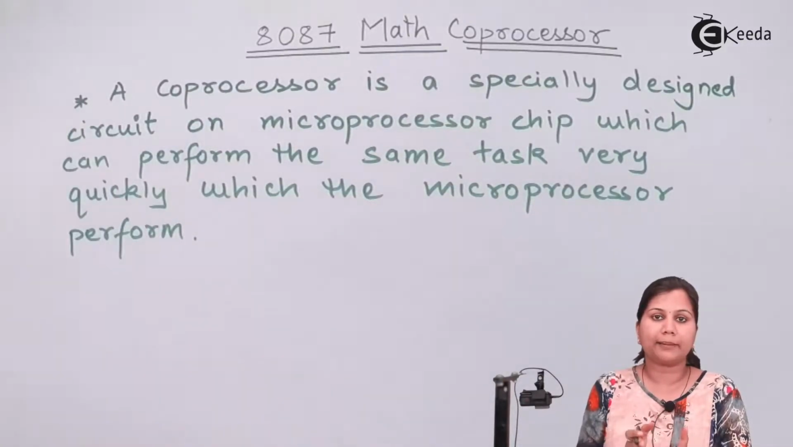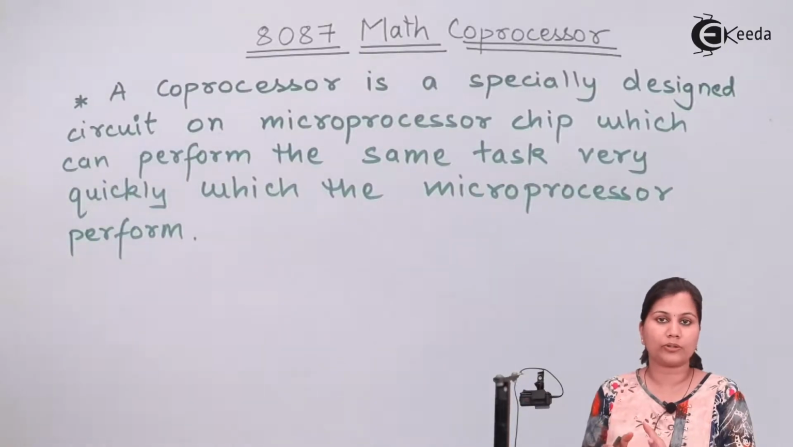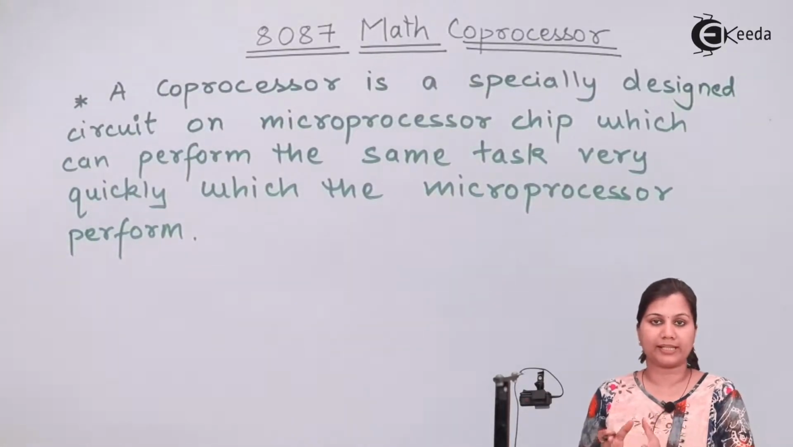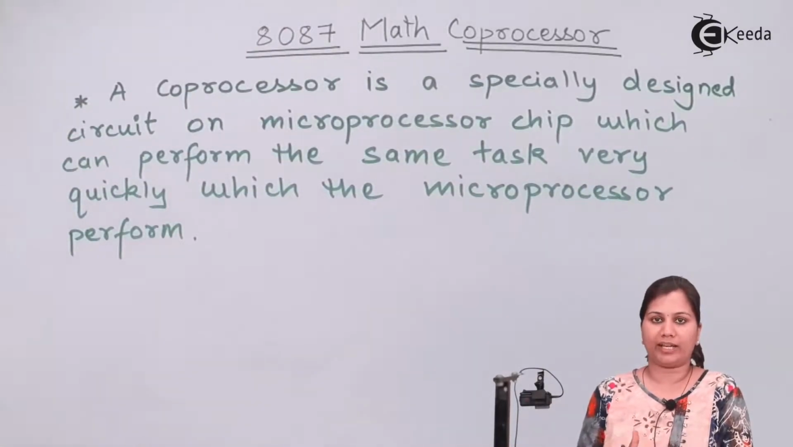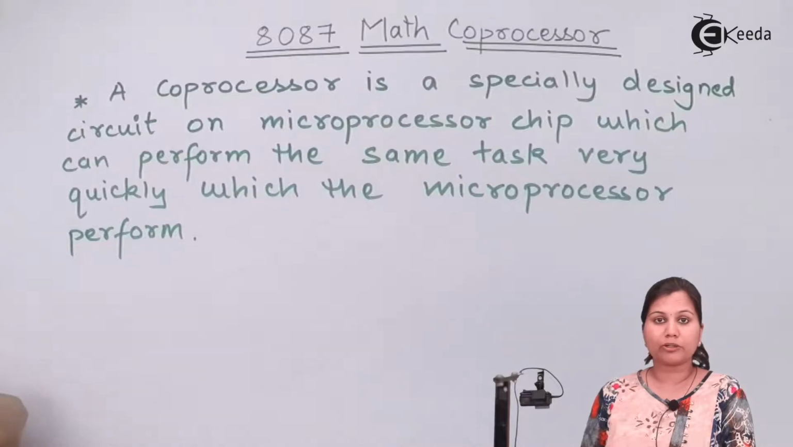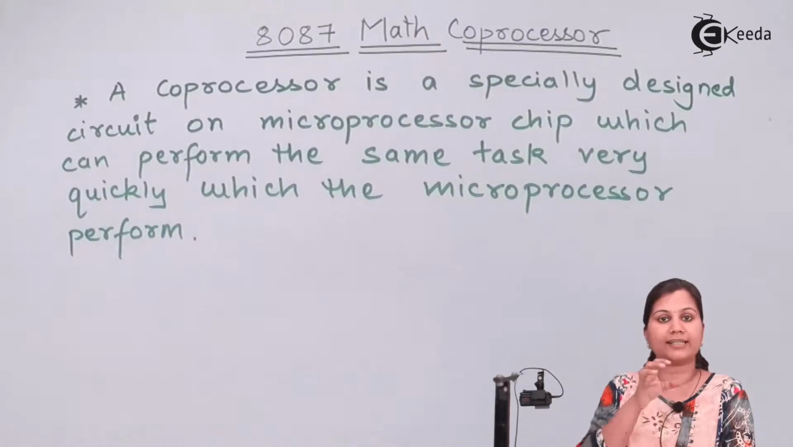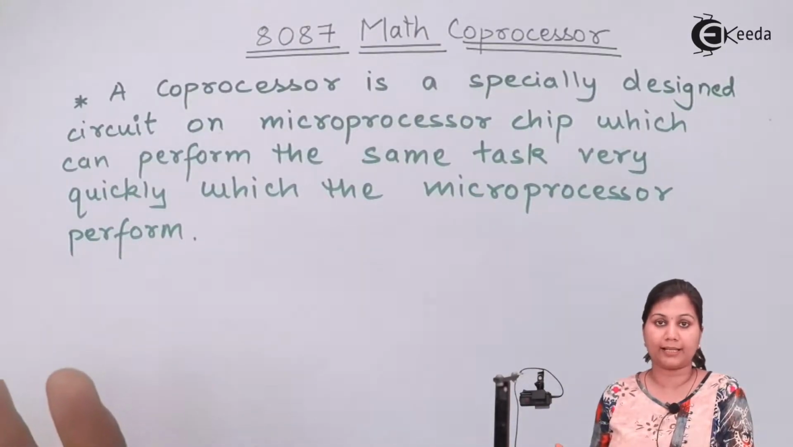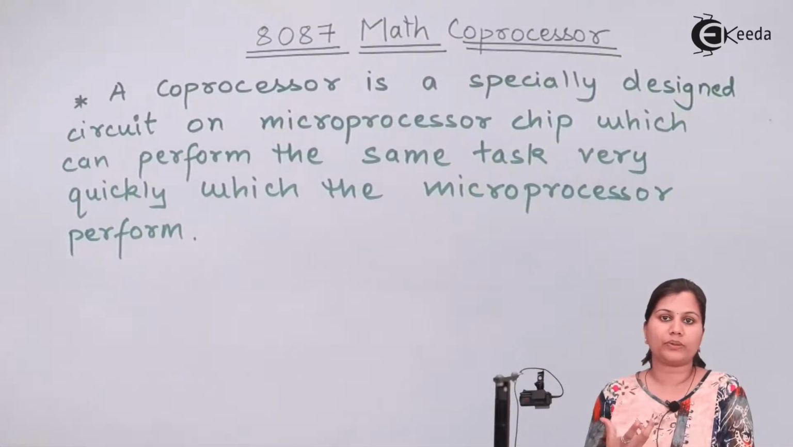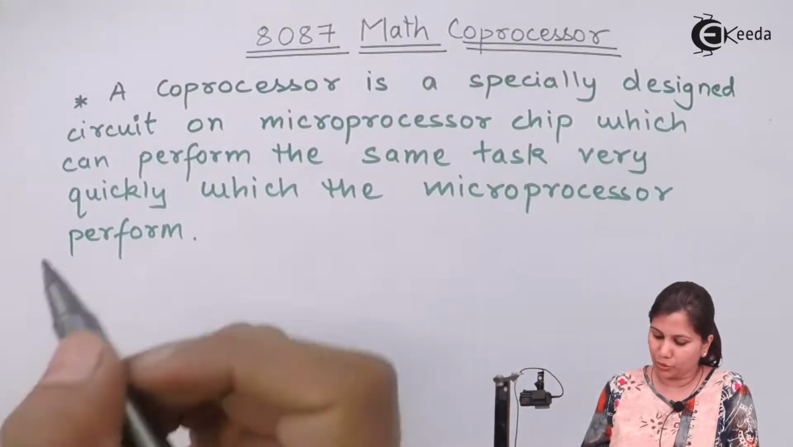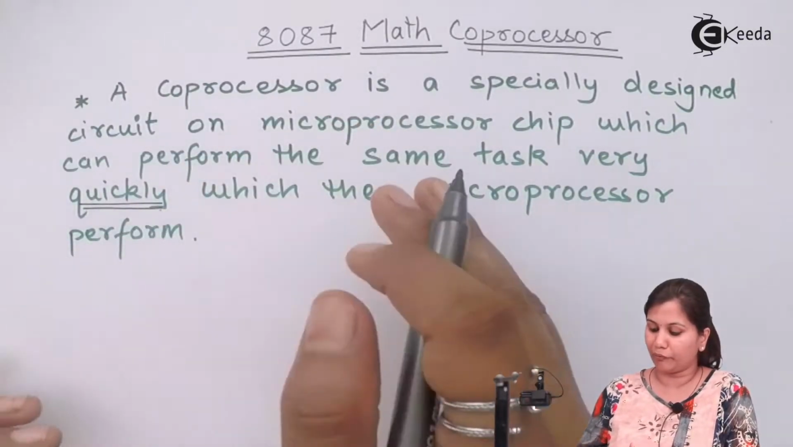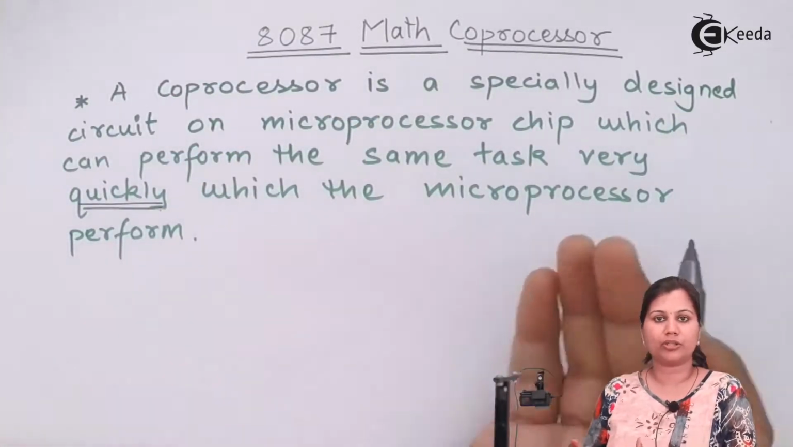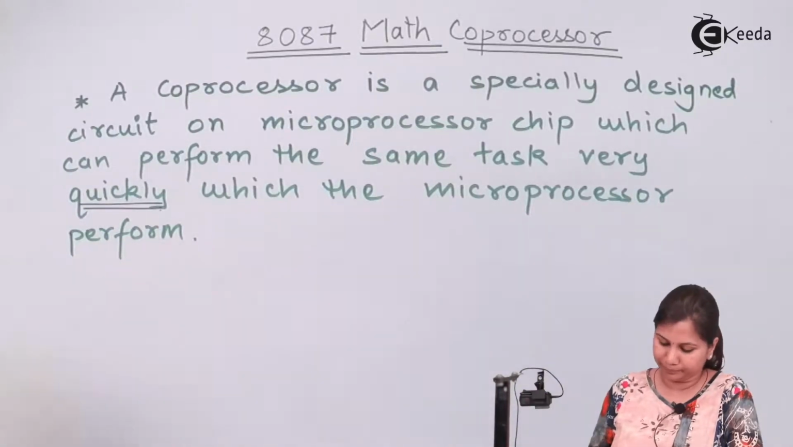Just like the microprocessor, the coprocessor also processes tasks, but its speed of doing that task is very fast. So the difference between coprocessor and microprocessor is that the coprocessor does the same task which the microprocessor does, but its speed of doing those tasks is very fast. Here the word quickly is very important: the coprocessor performs quickly the same task which the microprocessor performs.